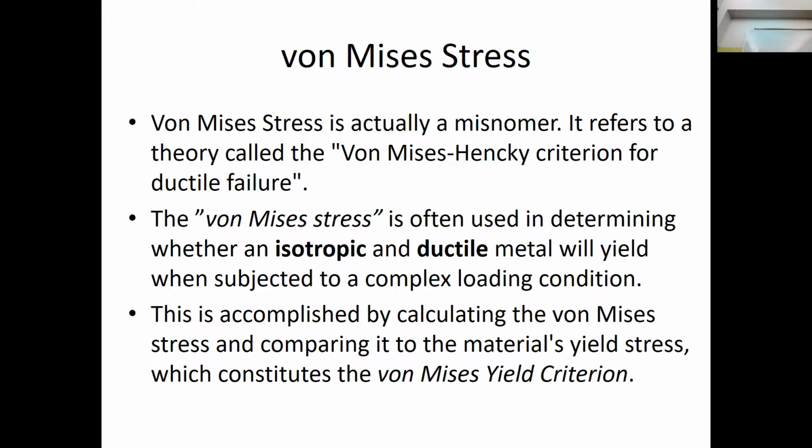When you are looking at sigma prime, it's always positive. But we know that sigma can be positive and can be negative. So how come it's always positive? Because it's a square root quantity based on the distortion energy theory. So keep in mind that this is not a stress, but it is based on the distortion energy theory.